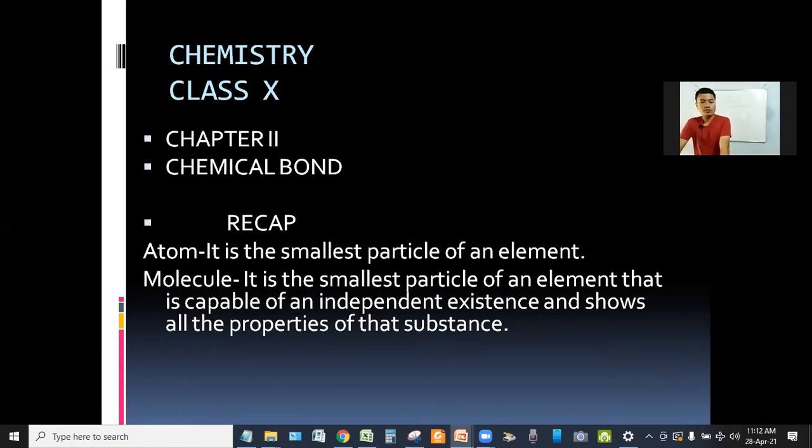We know that an atom is the smallest particle of an element that can take part in a chemical reaction. Examples of atoms or elements are oxygen atom, nitrogen atom, carbon atom, and so on. Next we have the molecule. A molecule is the smallest particle of an element that is capable of an independent existence and shows all the properties of that substance. Examples are water, carbon dioxide, etc.